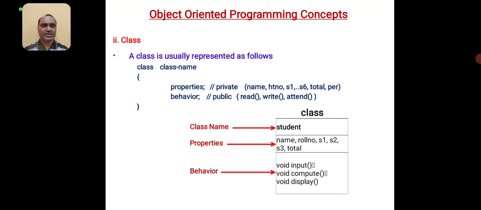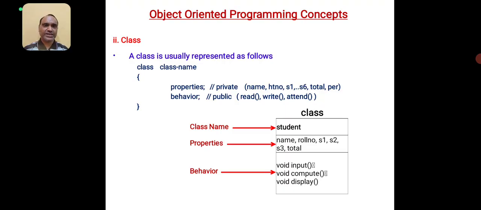So these are the attributes. They are represented using suitable variables, and then the actions performed by the student. That is the read action. A student can read, write, attend classes, play games, sleep. All these are the actions performed by the student. So this is how a class is represented in the program. A class is represented using the keyword class followed by the class name, and inside the opening and closing braces we write the properties of that class and the methods belonging to that class.